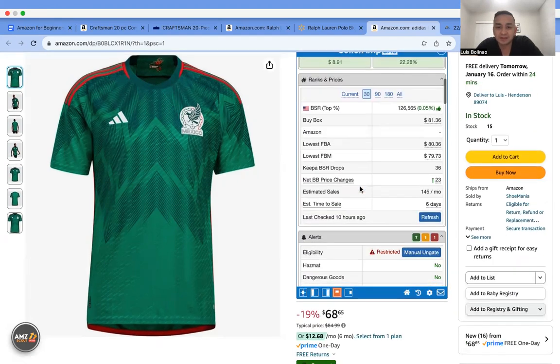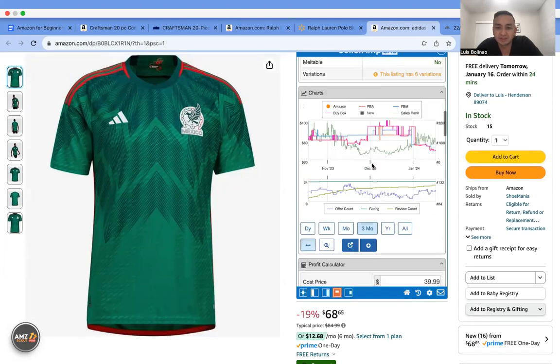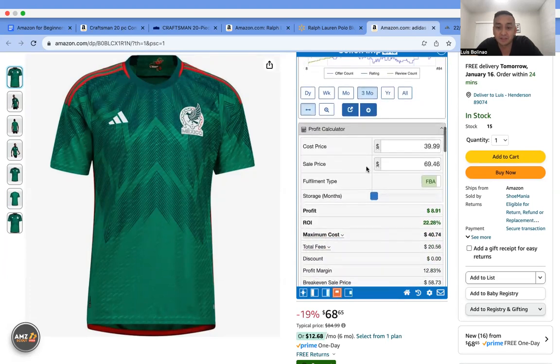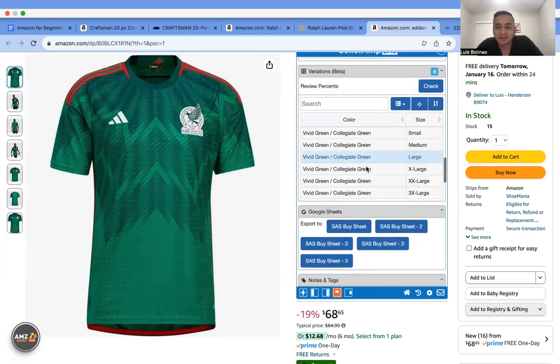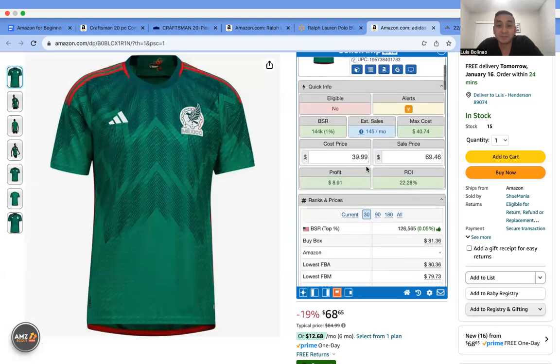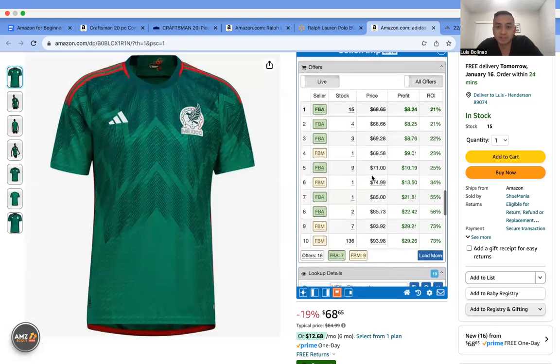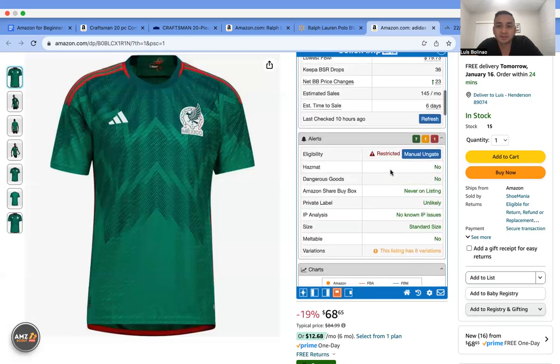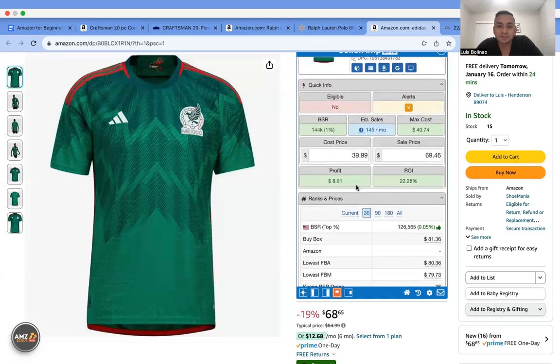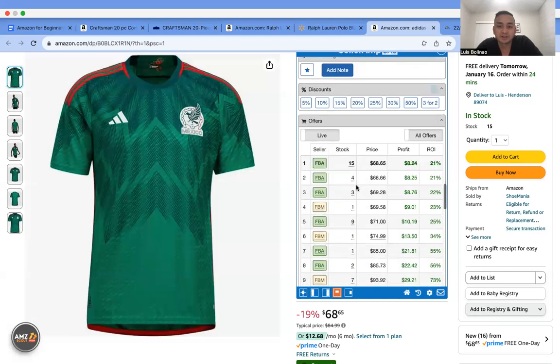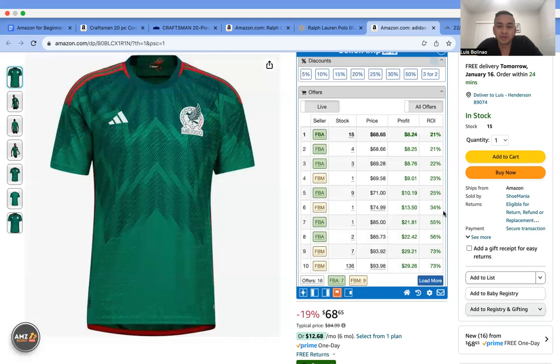On Seller Amp there's a lot of other data you can look at as an advanced seller, but I'll just give you guys the main ones: sales per month, profit, and ROI. Then we also look at competition. We look at sales per month, which is this number, versus the number of other sellers right here. We look at these numbers and gauge if the product is good or not.